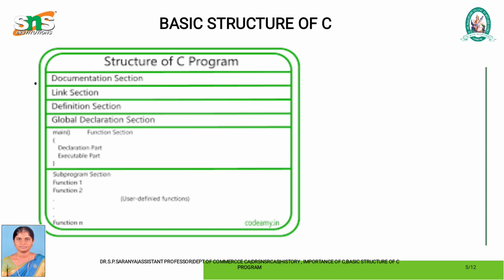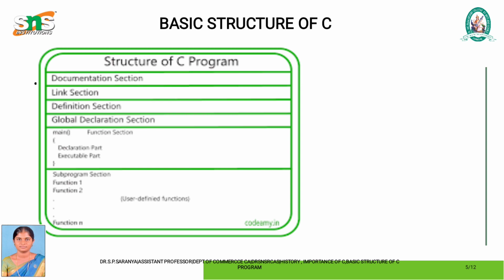The basic structure of C programming is divided into 6 parts: documentation section, link section, definition section, global declaration section, main function section, and subprograms. A C program must follow the above mentioned outline in order to successfully compile and execute. So debugging is easier in structured C programming.